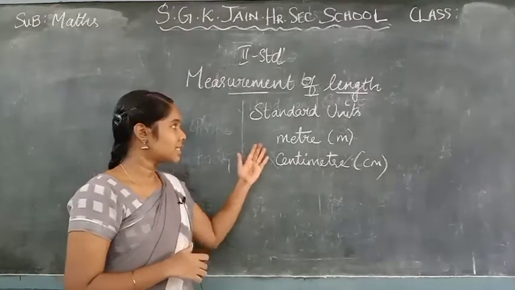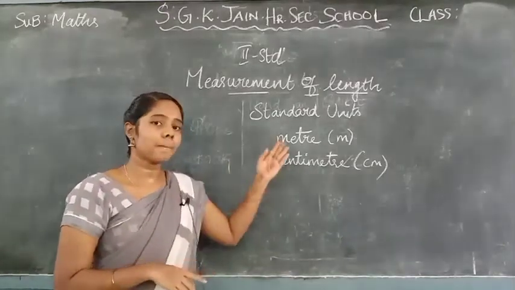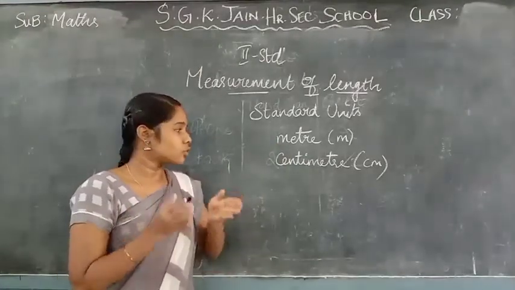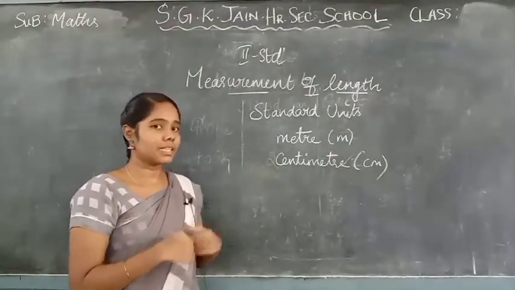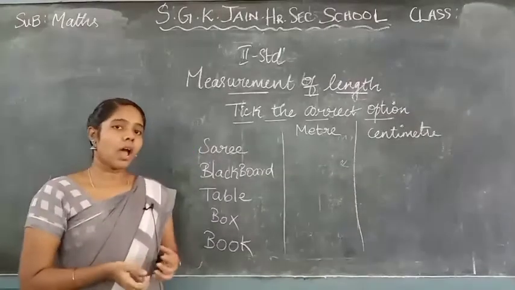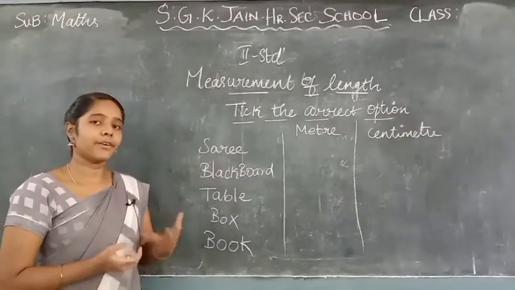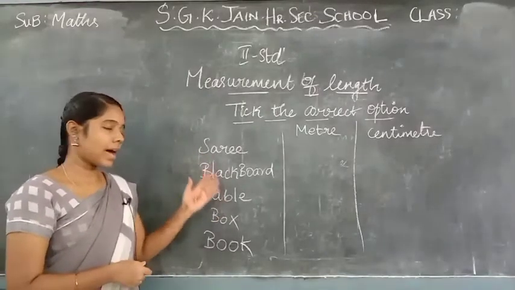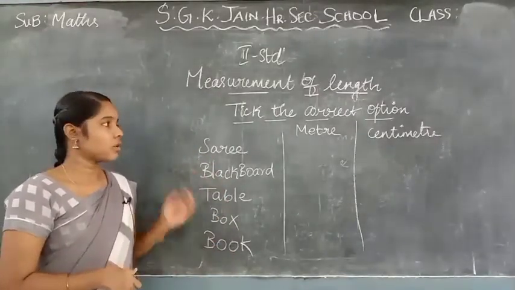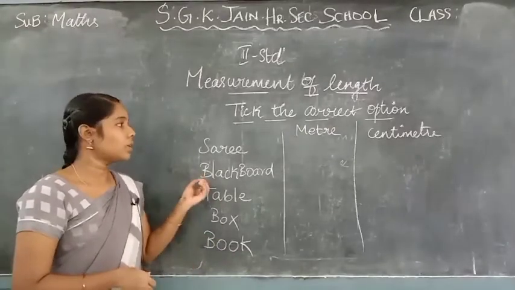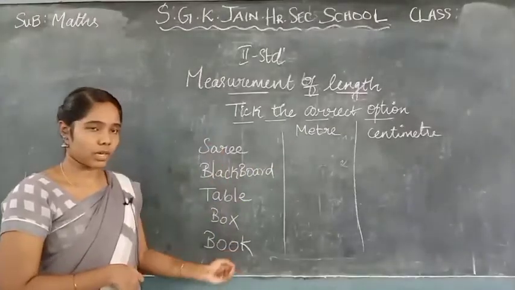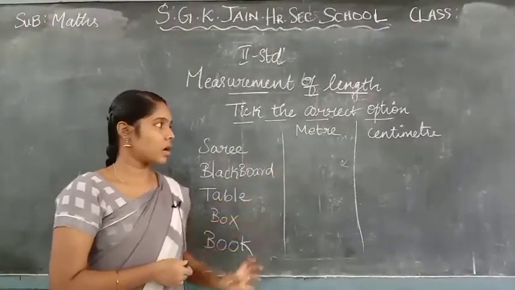So, what is the standard unit of length? It is meter. For longer length, we use meter. For shorter lengths, we use centimeter. Let us see how well you understand the standard units of length with an activity here. I have 5 objects here. You have to tell me what unit we should use to measure the length of these objects, whether meter or centimeter.